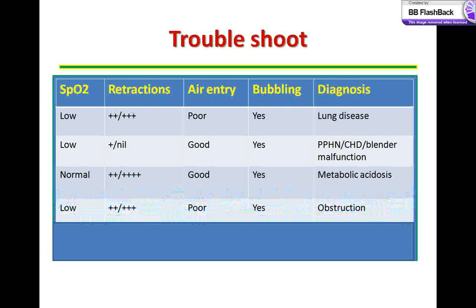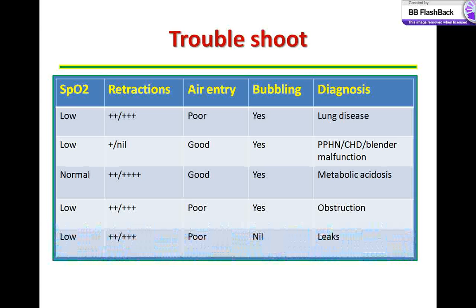If the saturations are low, retractions are mild to moderate, air entry is poor, bubbling is good, that means there is some obstruction in the interface or in the airway of the patient. And lastly, if saturations are low, retractions are mild to moderate, air entry is poor, and if there is no or poor bubbling in the bubble chamber, there are leaks. The leaks could be in the respiratory circuit, patient interface, or it could be because of an open mouth in the baby.